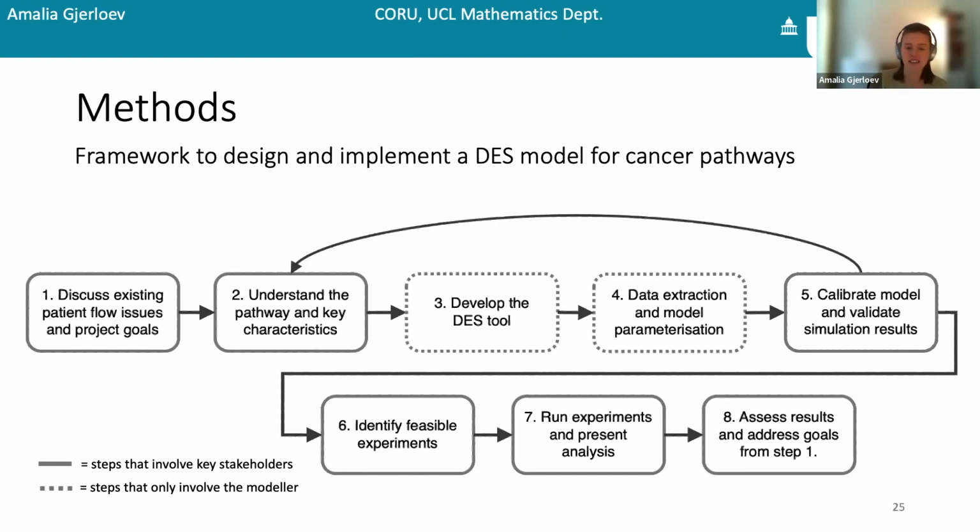So you move back to step 2 to make sure, okay, did I actually understand the pathway? Have we captured all the key characteristics? Why is it that our simulation results aren't showing what we would expect them to? And so this loop, 2 through 5 and back to 2 through 5 and back to 2 through 5, I've gone through quite a few times for the lung cancer pathway.